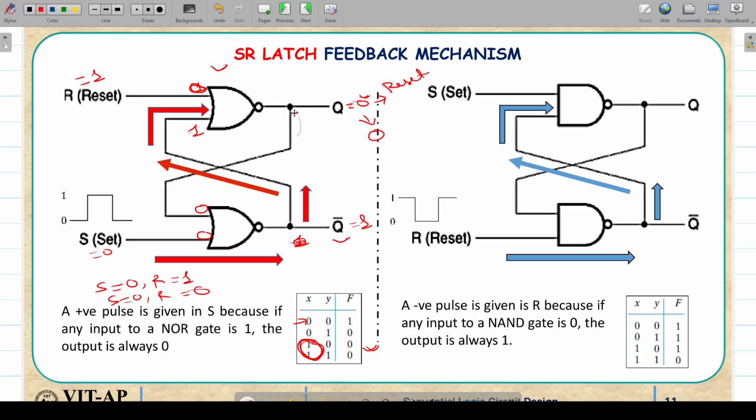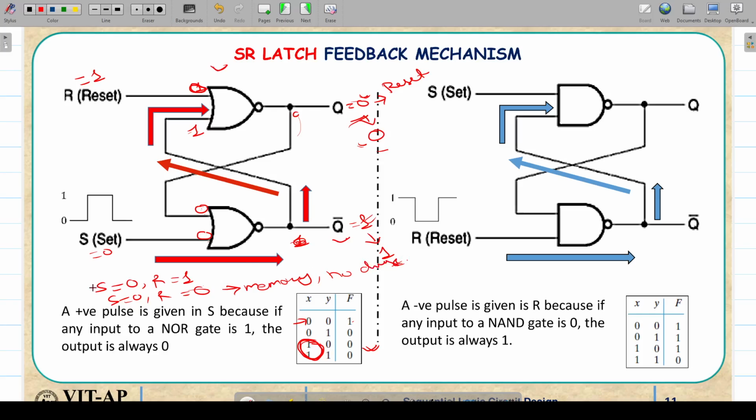Now this 0 will be given here because this is not going to change. So again 0 and 0. So 0 and 0 will give you 1. So the next value here will also be 1. What we have seen: initially the value was 0 1, now also the value is 0 1. So by removing the input R also, it behaves as a memory. This condition is called memory or no change. In some places you will find it written as no change.